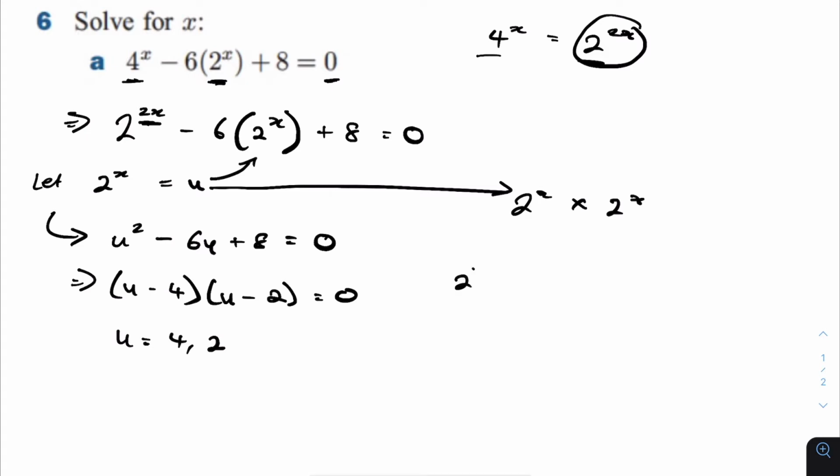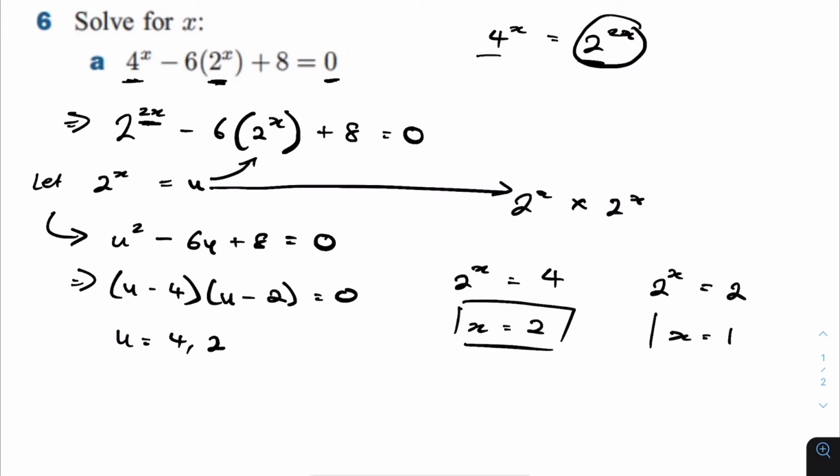Now we have to make 2 to the power of x equal u. So let's say 2 to the power of x is equal to 4. Then x is definitely equal to 2, because 2 to the power of 2 is 4. On the other side, let's see if 2 to the power of x is equal to 2. Then x is equal to 1, because 2 to the power of 1 is 2. So our values of x are 1 and 2. That will make this correct, and we can check it.